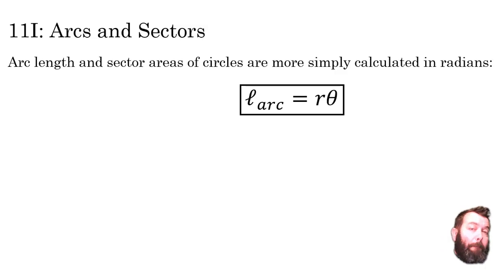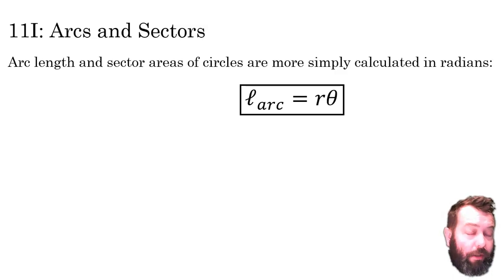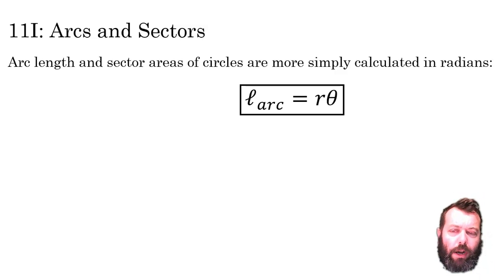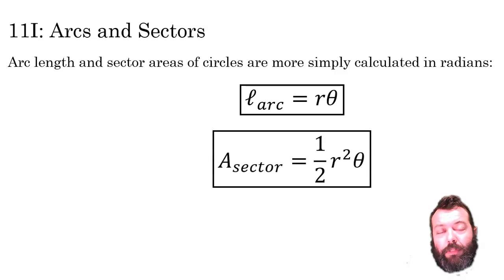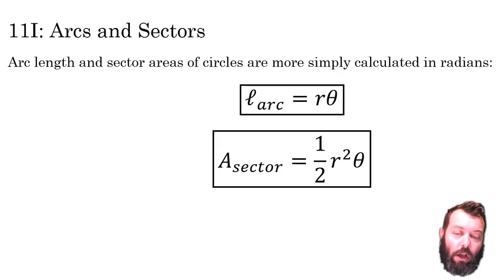They're quite straightforward. They are much easier, really, when we deal with radians. This is part of the reason that we work in radians. The length of an arc is simply r times theta, the radius times the angle at the center. Wonderful and easy. And the area of a sector, being like a piece of pie, is half r squared theta.